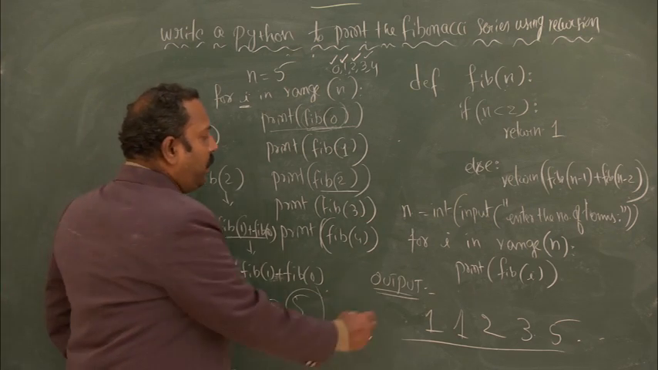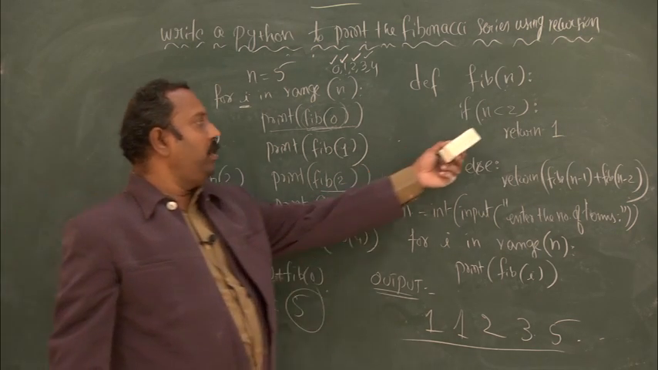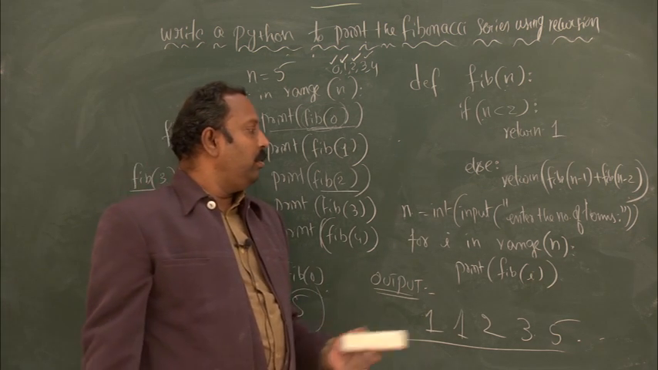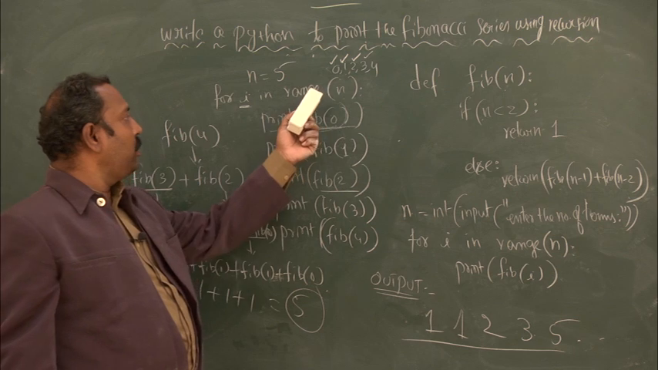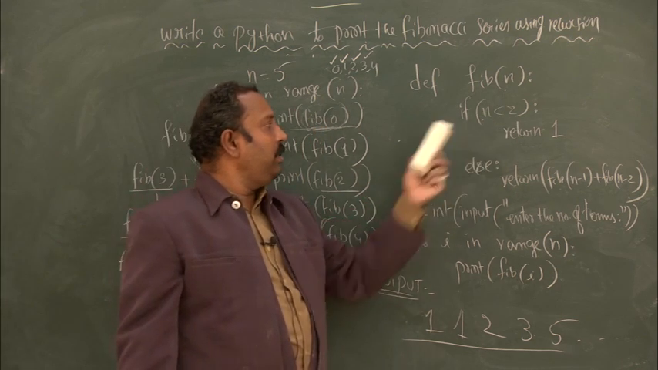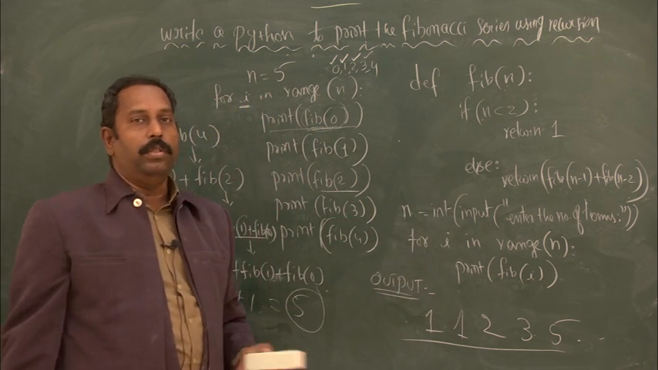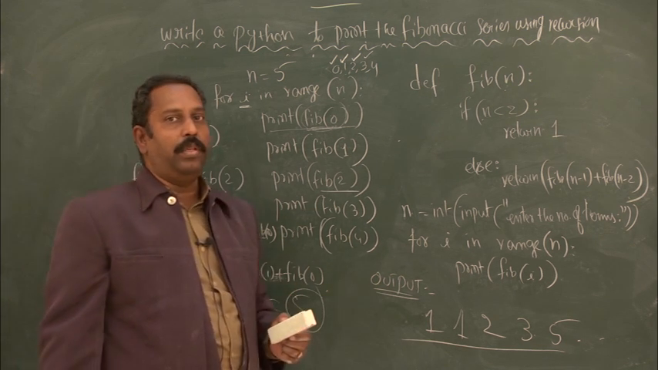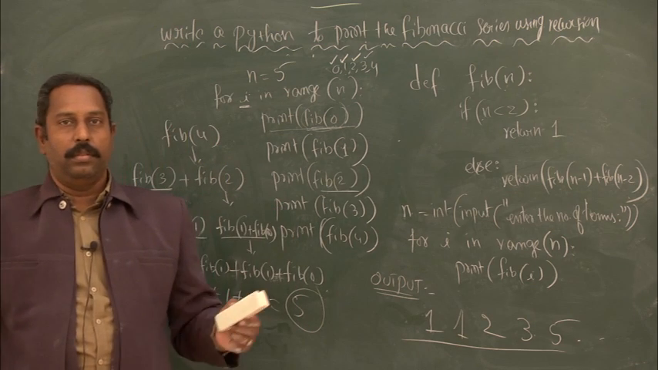Suppose I want to get here 0. Then what you have to do? Here we have to change the condition. Then we will get here 0. Otherwise you can start n here, you have to change the condition. Then we will get the value 0. So like this is the logic for finding Fibonacci series using recursion. Thank you.